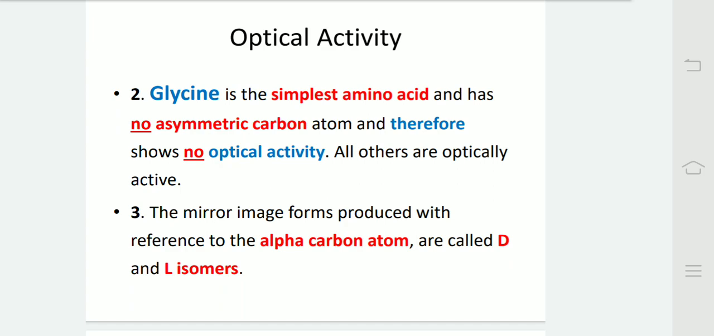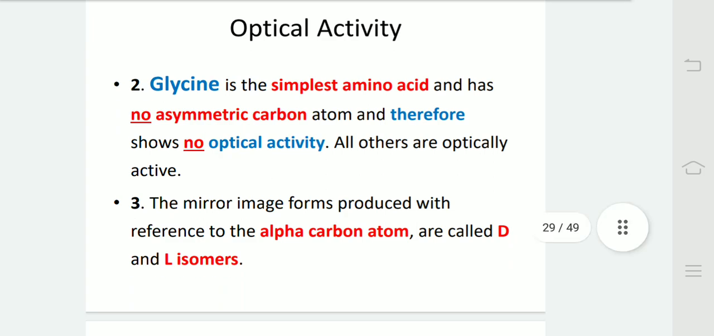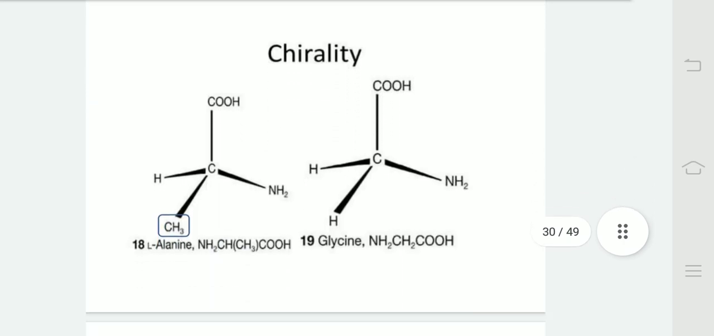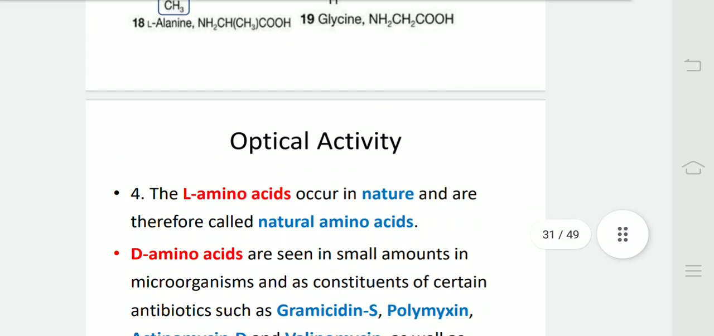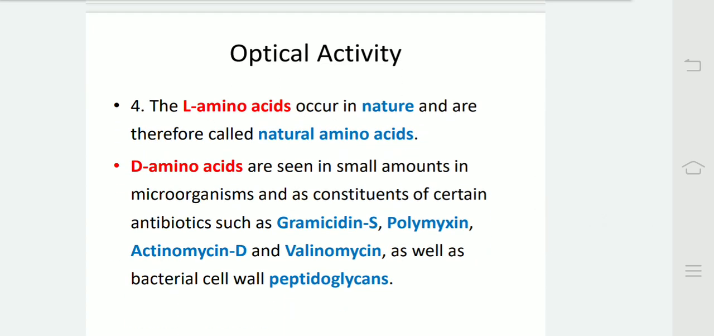The mirror image forms produced with reference to the alpha carbon atom are called D and L amino isomers. In this diagram, we can see that glycine's C1 cannot be an asymmetric carbon since it has two hydrogen atoms attached. The L amino acids occur in nature and are therefore called natural amino acids.